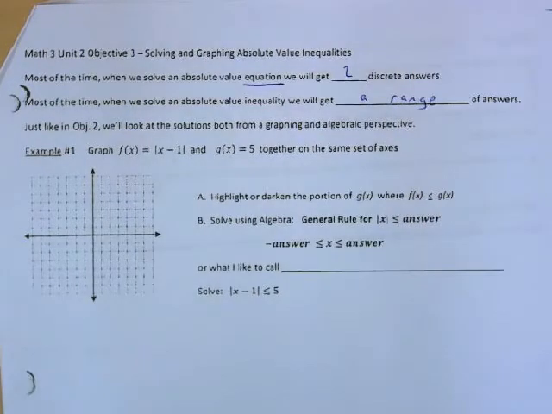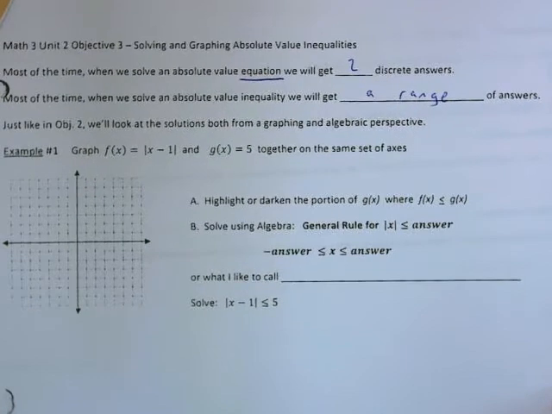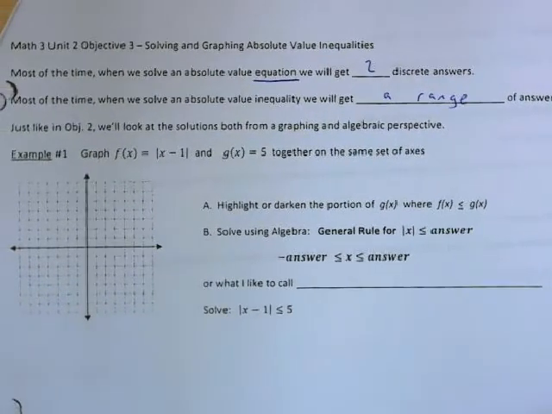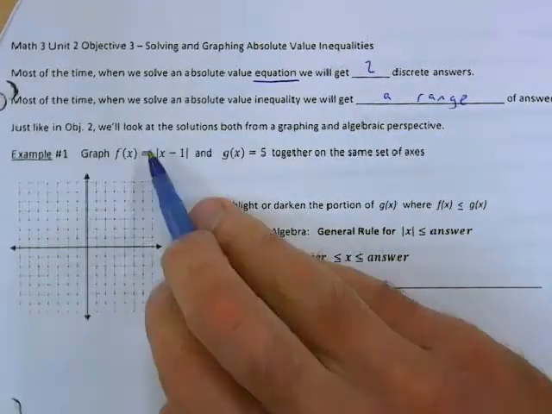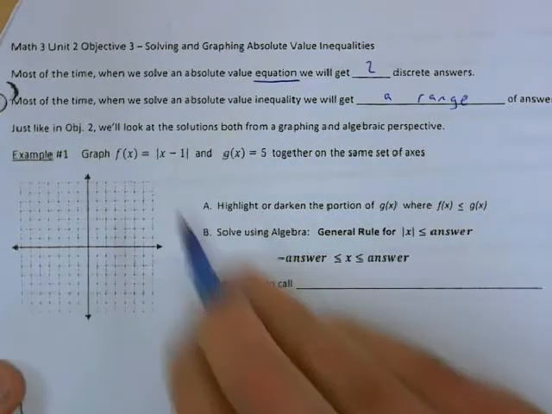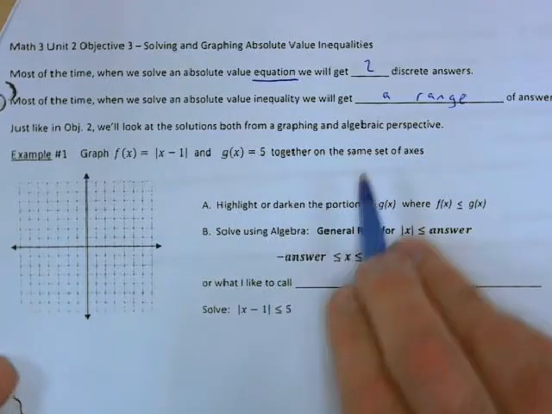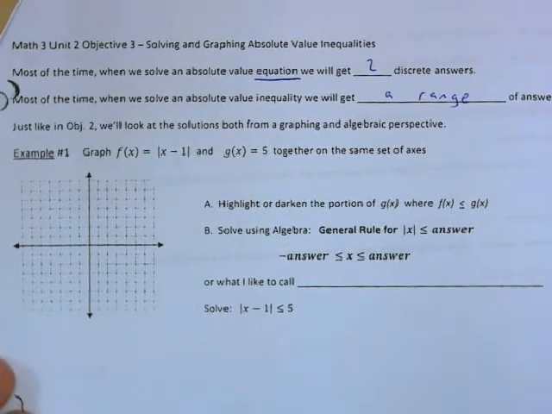Now a range doesn't mean like domain and range. What it means by a range of answers is like a variety of answers. All right, now just like in Objective 2, we're going to look at our solutions both from a graphing and an algebraic perspective. So here, let's take a look at the algebra part first, kind of like we did on Objective 2. So we've got two functions, f of x here and g of x there.